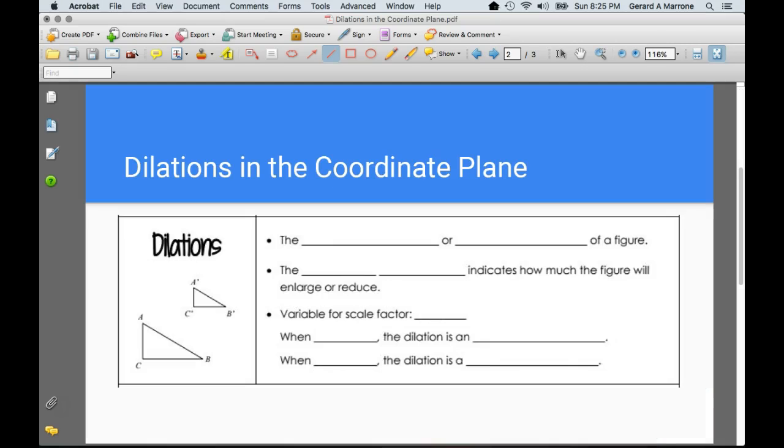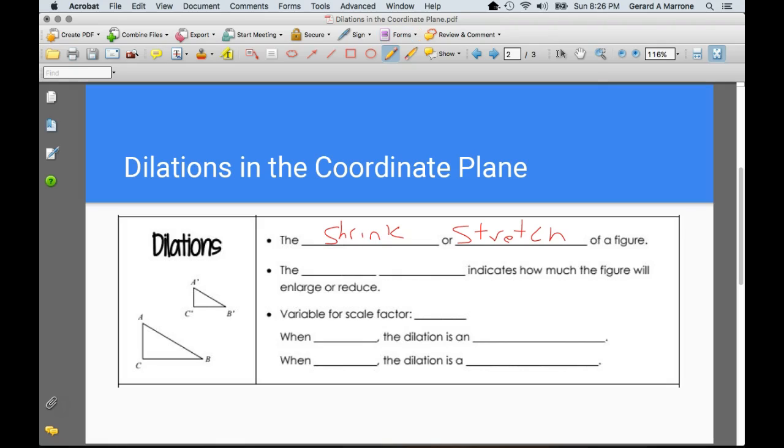Okay, so a dilation, just like if you think about going to the eye doctor and getting your pupils dilated, dilating your pupils is making them bigger. So think of it that way. So a dilation is going to be the shrink or stretch of a figure. That's what we're looking for.